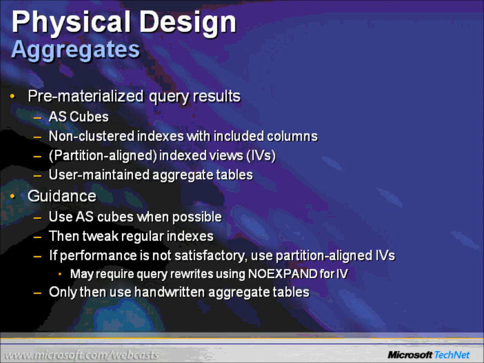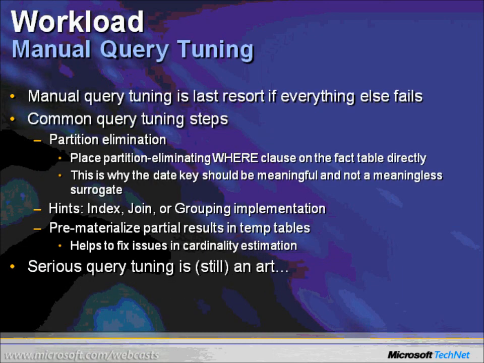So again, to recap, use Analysis Services cubes whenever possible for aggregates. Tweak your regular indexes to get good performance. If your performance is not satisfactory for relational queries, use partition-aligned indexed views. You may use the NOEXPAND hint for indexed views if you want to target them explicitly in your queries to make sure that you're using the indexed view. Only then would I use handwritten aggregate tables, if that doesn't satisfy your needs.